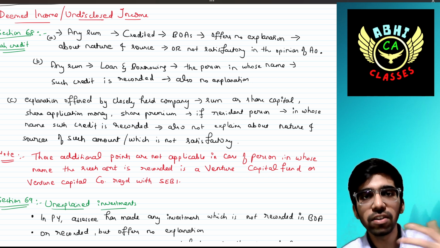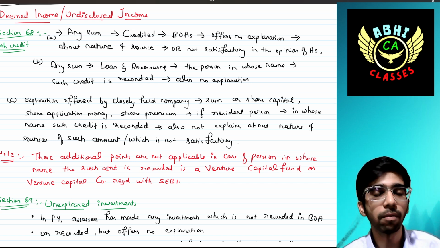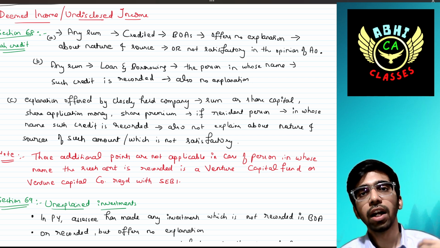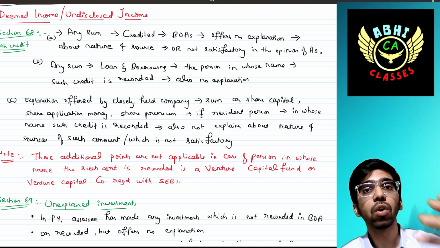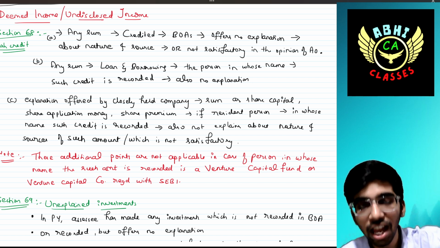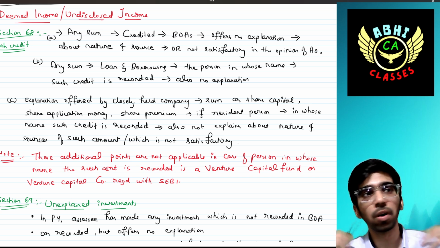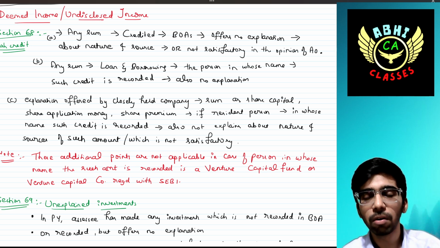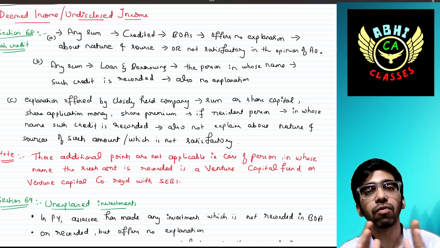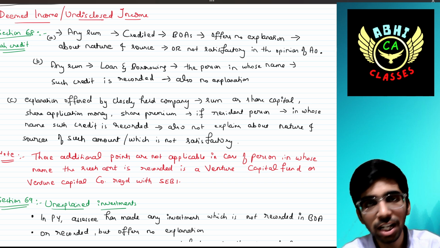Second category, B. Any sum in the form of loan or borrowing, in whose name such credit is recorded. For example, I have borrowed a loan from, let's say, X, and X is also not giving an explanation because it is his black money I am using in my business. In that situation, I will be held responsible, not that person, because it is my fault; I should assess first whether it is from legal terms or illegal terms, white money or black money.